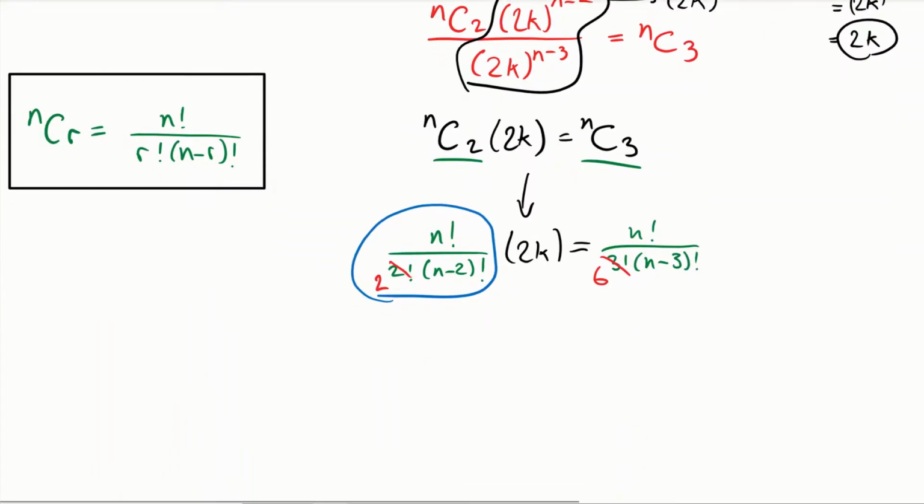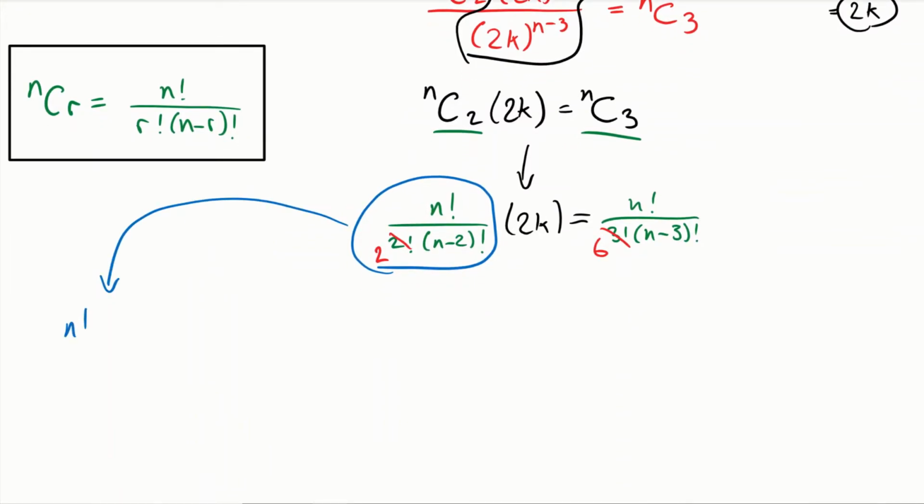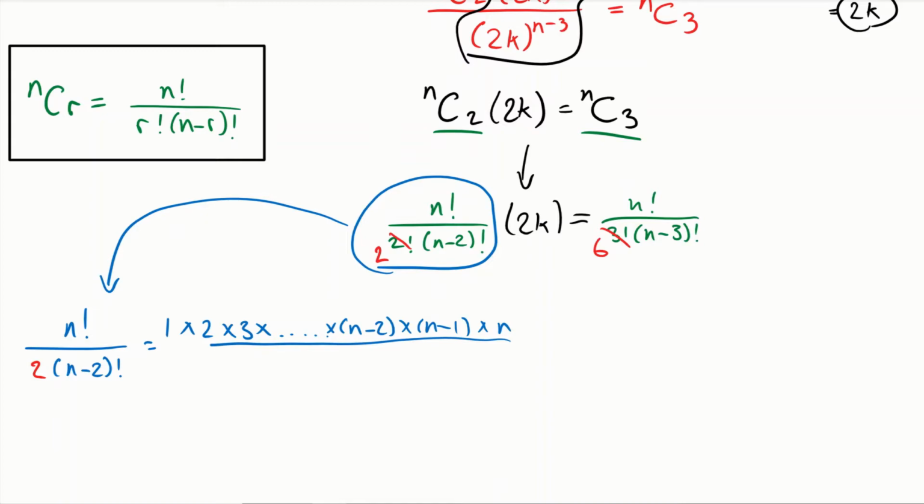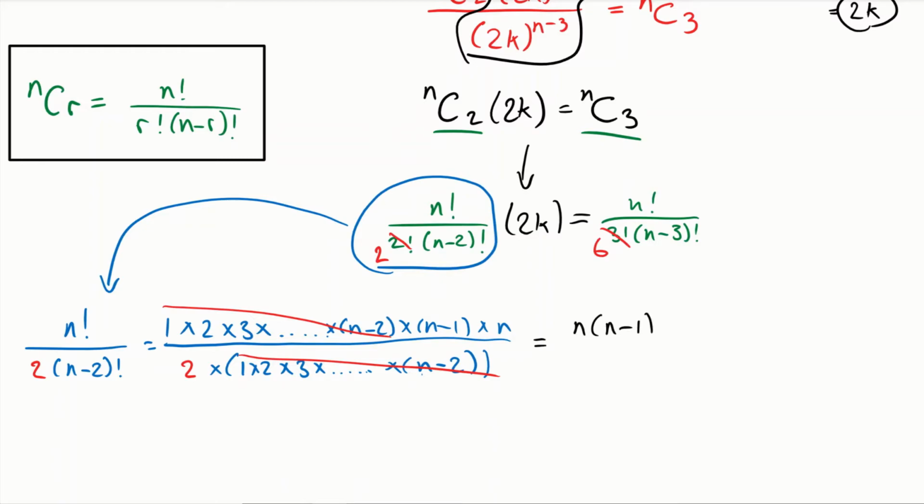Okay, so now looking at the fraction on the left hand side of the equation, we want to simplify n factorial over 2 times (n-2) factorial. If we were to write this down in an expanded form, the numerator would be 1 times 2 times 3 times and so on, until (n-2) times (n-1) times n, which is right at the end. The denominator would look like 2 multiplied by (n-2) factorial, which is essentially 1 times 2 times 3 and so on until n-2. Now what's really nice is that we can cancel out 1 times 2 times 3 up to n-2 on the numerator and the denominator. So now what we're left with is n times (n-1) over 2.